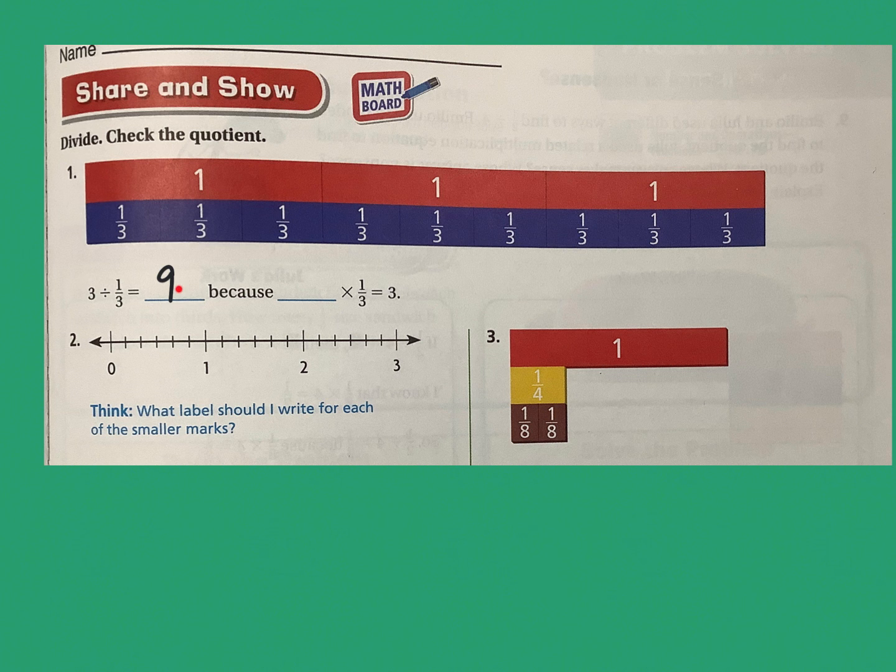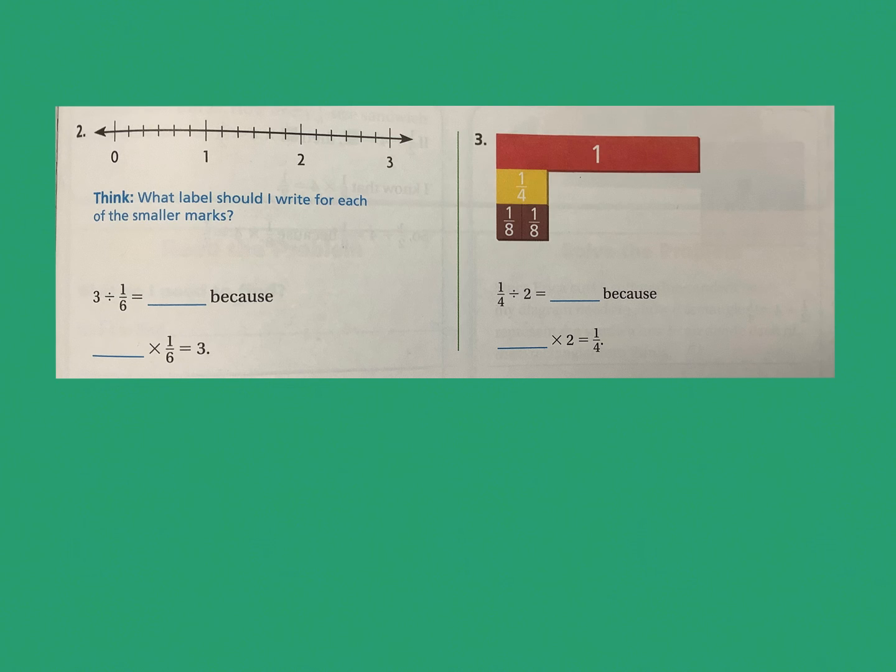Because 9 times 1/3, or 1/3 9 times, will give me the 3 whole. We can use a number line too. What label should I write for each of the smaller marks? Well, each of the smaller marks between 0 and 1 is 1, 2, 3, 4, 5, 6. So they are broken into sixths.